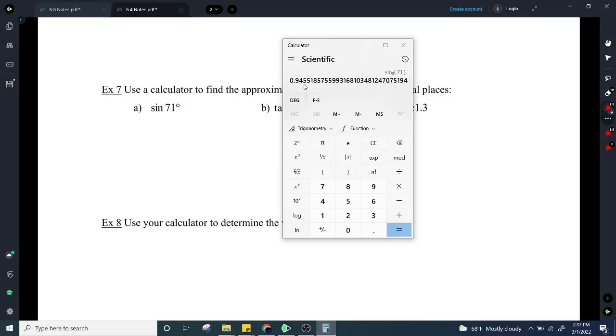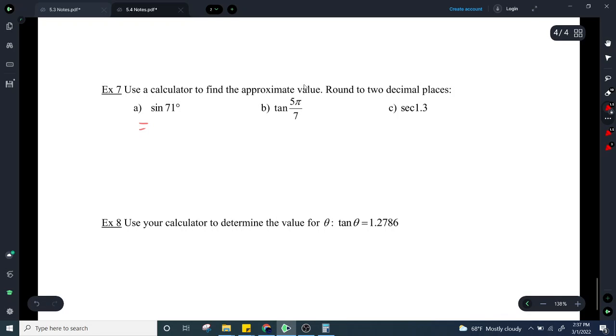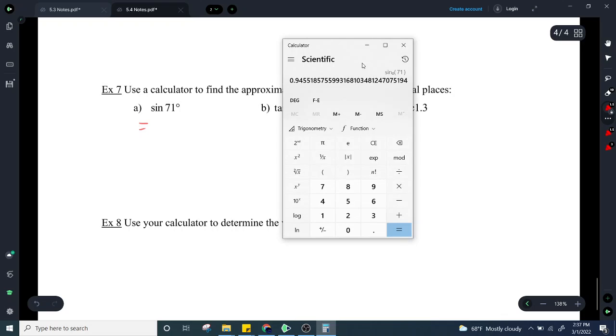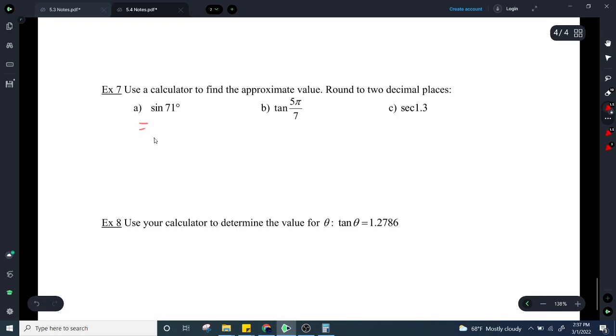So round it however they tell you to round it. Oops, I wish I could leave that up, but it's right here. 0.9455 is the approximate value. So these are always going to be rounded. So 0.9455.